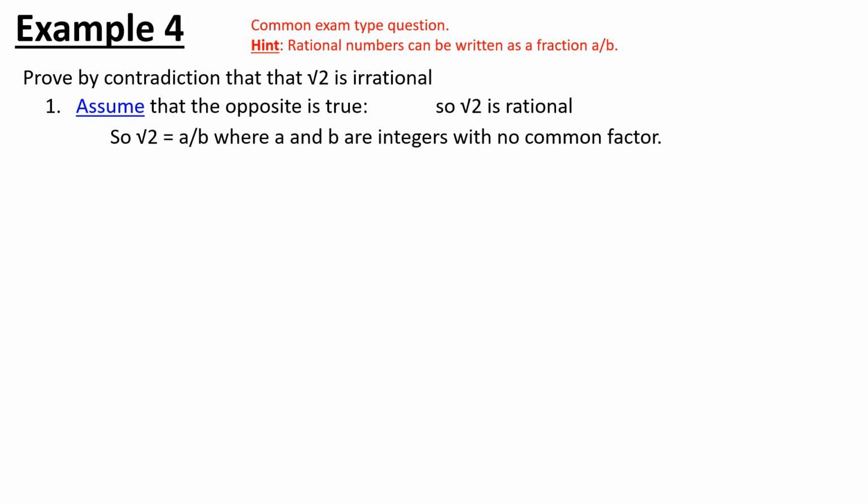And let's assume that this fraction has been simplified into its lowest terms, into its simplest form. So if it's been cancelled right down, then a and b are not going to have any common factors, apart from obviously 1. Now that's really important for this question. We're assuming that this fraction has been cancelled right down, so that a and b have no common factors, apart from obviously 1.